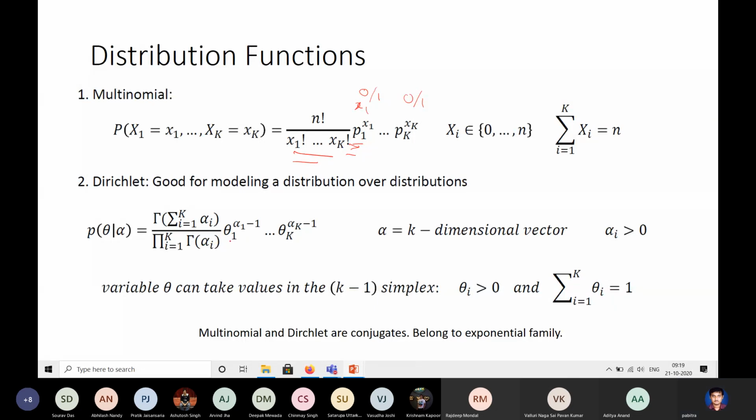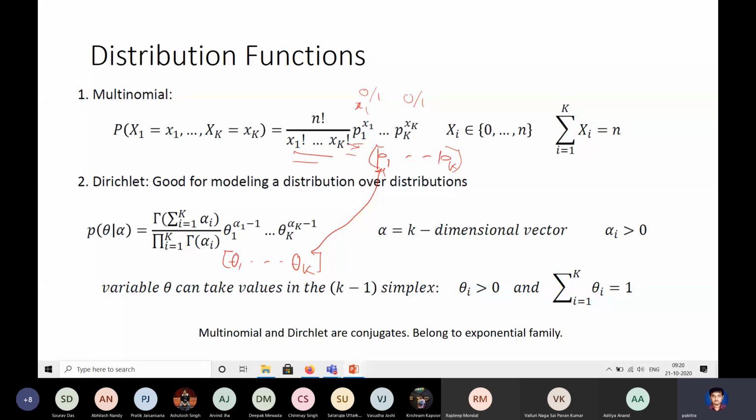So this theta 1 to theta k is a position in the simplex. It is a location in the k minus 1 simplex, the k dimensional simplex basically. So theta 1 to theta k is one of the multinomial parameters. You can relate this p k to this theta 1 to theta k. These are tied up.